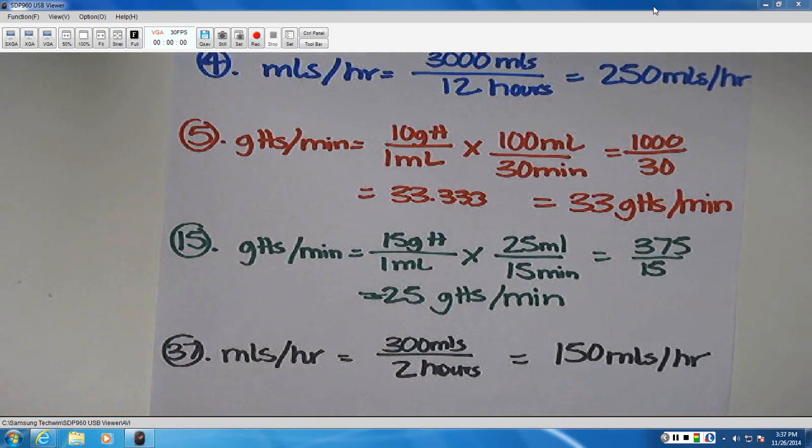Number 5 says Mr. McCain has peptic ulcer disease and has Pepcid 20 milligrams in 100 ml D5W ordered every 12 hours. All I care about is that 100 mLs of fluid that I need to infuse. The Pepcid is to be infused over 30 minutes, and I have a tubing drop factor of 10 drops per ml. How many drops per minute am I going to give?